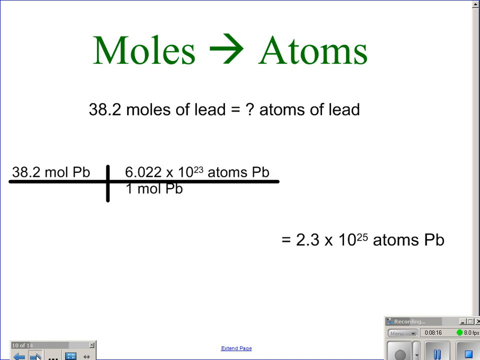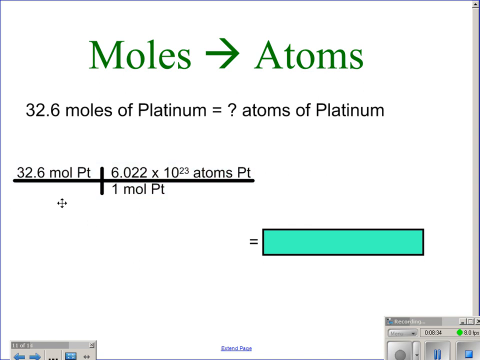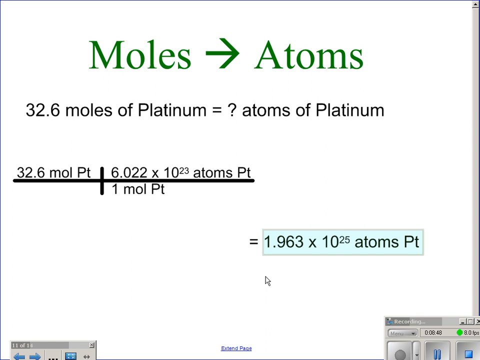Seems simple, doesn't it? Okay, you try it. Set up your equation. You're given 32.6 moles of platinum, and you need to know how many atoms of platinum that is. So you have an equation, plug it in, and you should end up with something that looks like that. Cross cancel our moles, left with some multiplication and atoms of platinum. If you plug that in your calculator, you should have 1.963 times 10 to the 25th atoms of platinum.